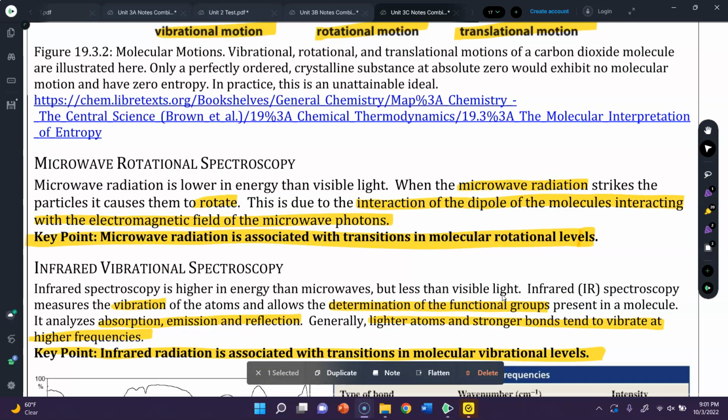So microwave rotational spectroscopy. Microwave radiation is lower in energy than visible light. When the microwave radiation strikes the particles, it causes them to rotate. This is due to the interaction of the dipole of molecules, even temporary dipoles, interacting with the electromagnetic field of the microwave photons. So it's kind of like charged particles interacting. The magnetic field generated by microwaves causes them to rotate.